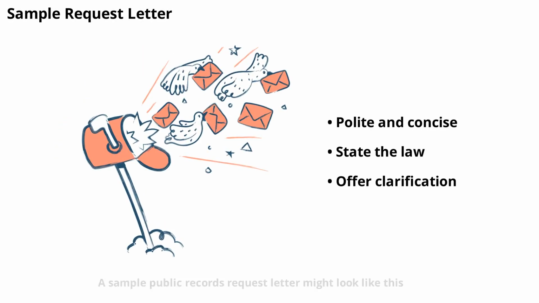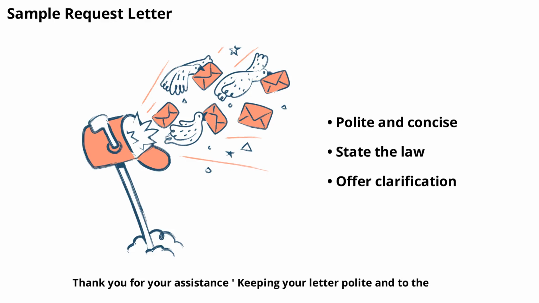A sample public records request letter might look like this. Dear agency name, I am requesting access to specific records under the state's public records law. Please let me know if you need clarification or if there are any fees associated with this request. Thank you for your assistance. Keeping your letter polite and to the point increases your chances of a smooth process.